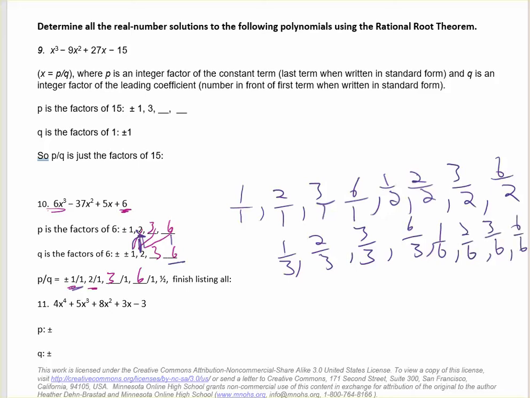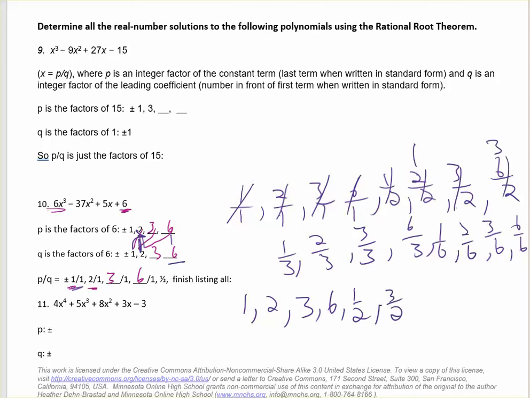Let's simplify them. So 1 over 1 simplifies to 1. 2 over 1 simplifies to 2. 3 over 1 simplifies to 3. 6 over 1 simplifies to 6. 1 over 2, that's as simple as it can get. 2 over 2 simplifies to 1. I already have 1. I don't need to write it again. 3 over 2. 6 over 2 simplifies to 3. I already have 3. I don't need to write that again.